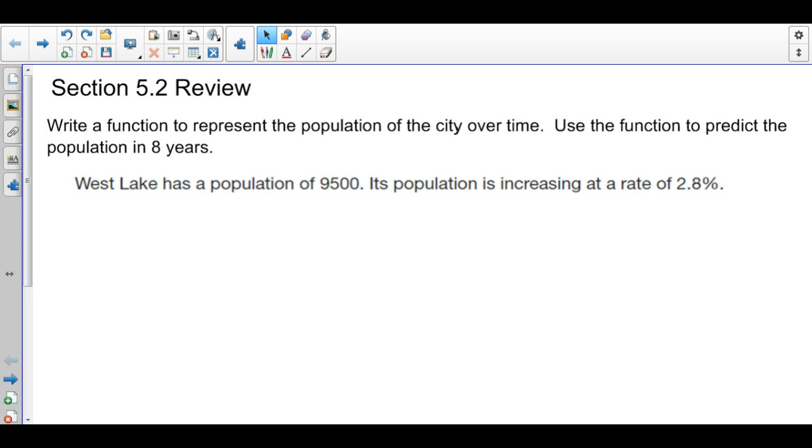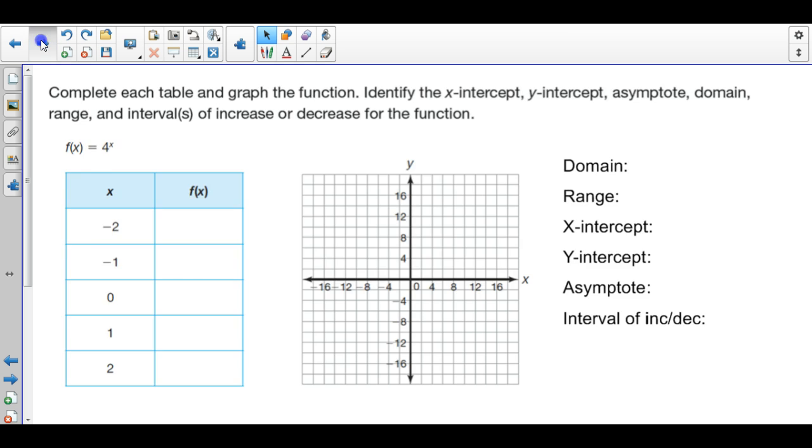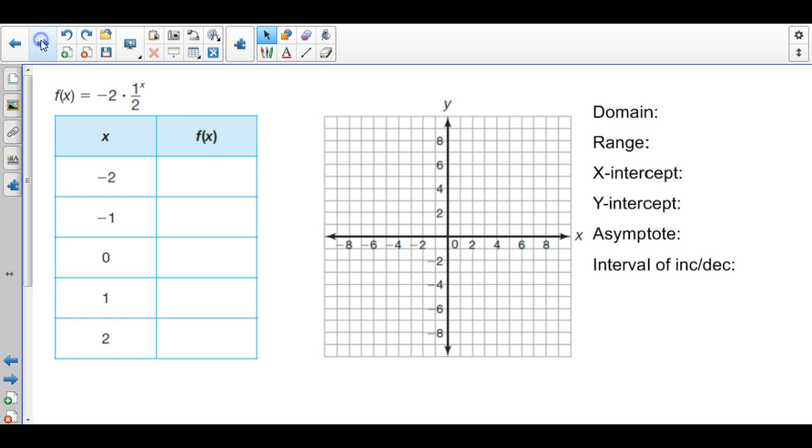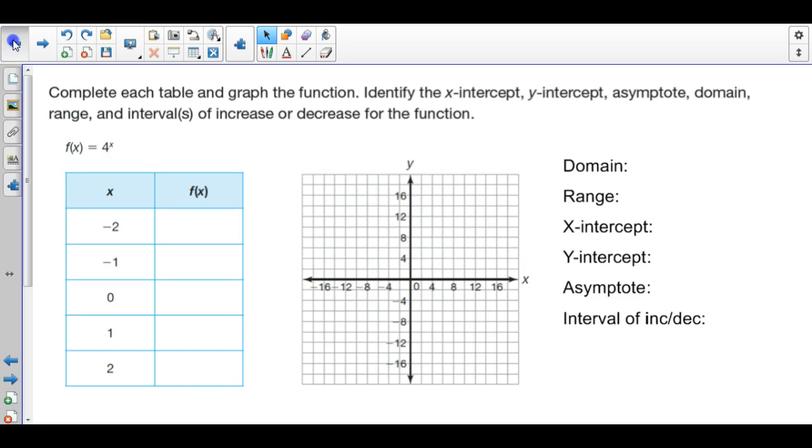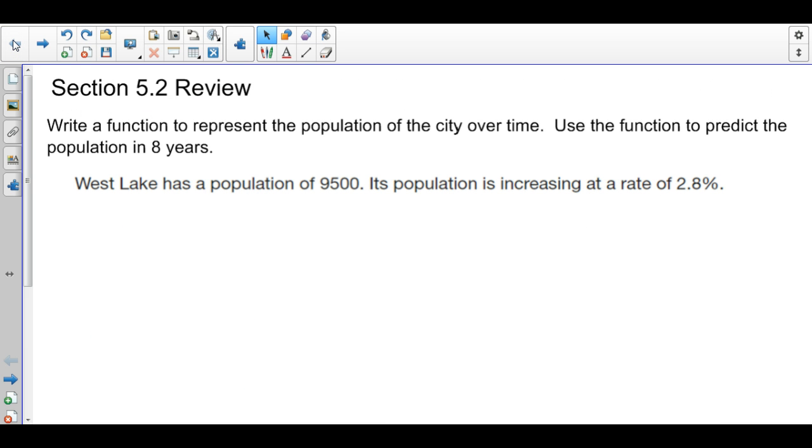And then I'm also going to go through a couple of problems dealing with using a table of values to graph a function that's exponential, and we're going to identify the domain, range, the intercepts, the asymptotes, and the intervals of increase or decrease. So starting from the top here, what we're going to do is write a function to represent the population of a city over time, and we're going to use the function then to predict the population of that city after 8 years.